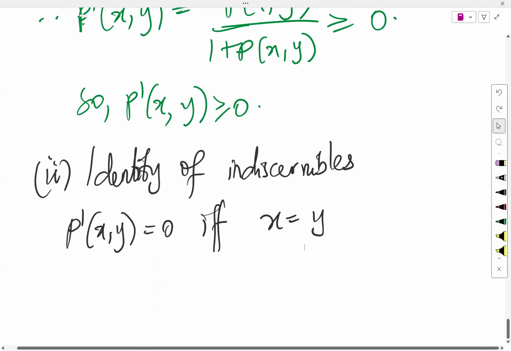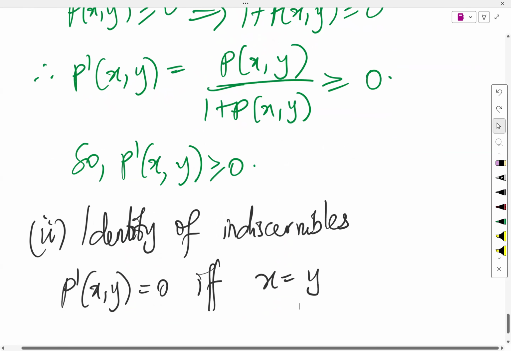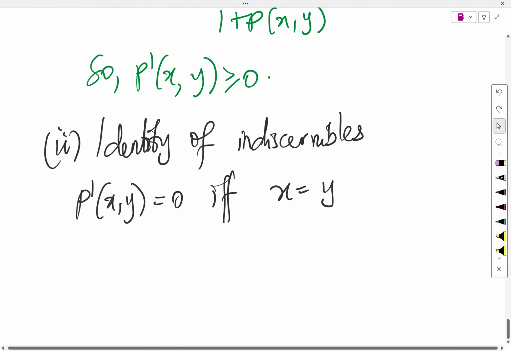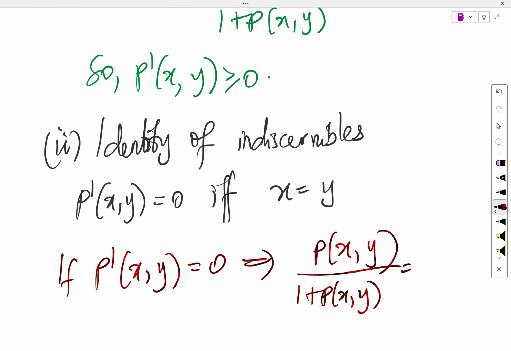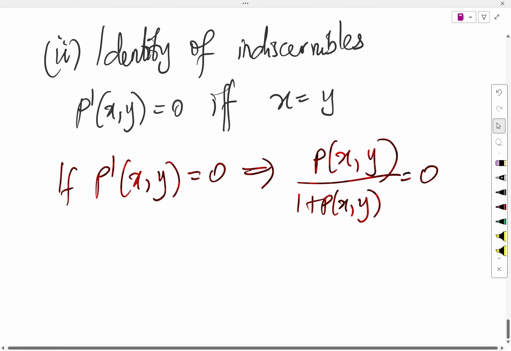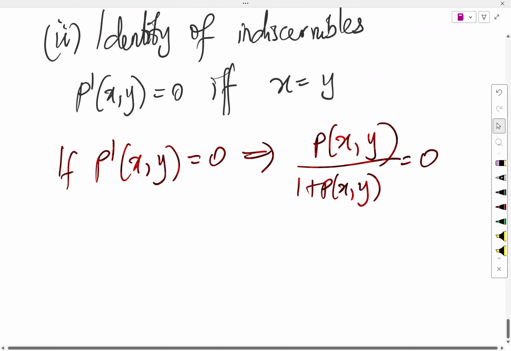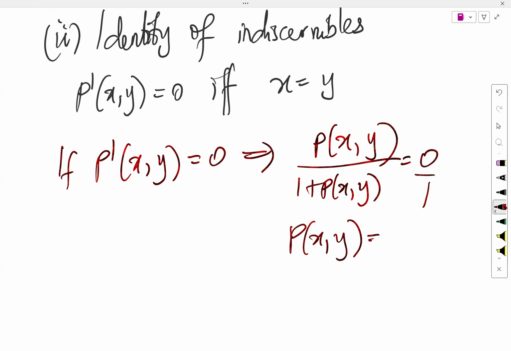All right. So here now we see that if P prime of X comma Y is equal to 0, that simply implies that P of X comma Y all over 1 plus P of X comma Y is equal to 0, right? So if you cross multiply, 0 multiplies this, 1 multiplies that. So it means that P of X comma Y itself is equal to 0.